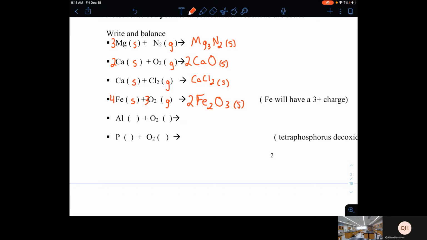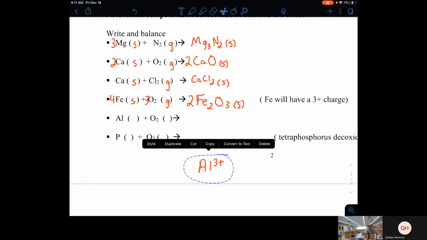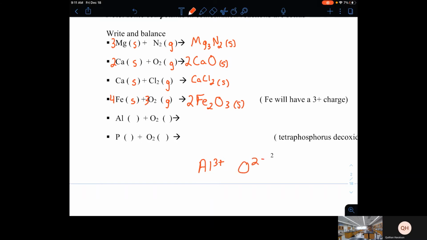Aluminum. Well, you're a type 1 metal, so I know your charge, you're Al3+. And let's do this. Move this down just a little bit out of the way. And then when we look at the oxide, you're O2-. So put it together, Al2O3. Once again, the least common multiple is 6.